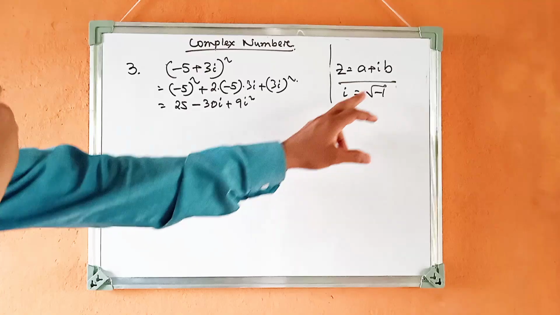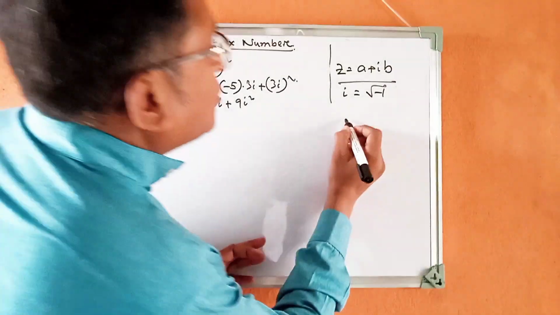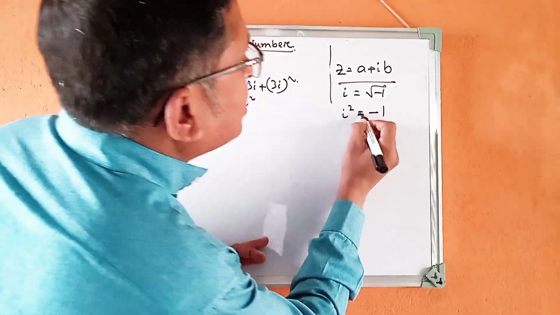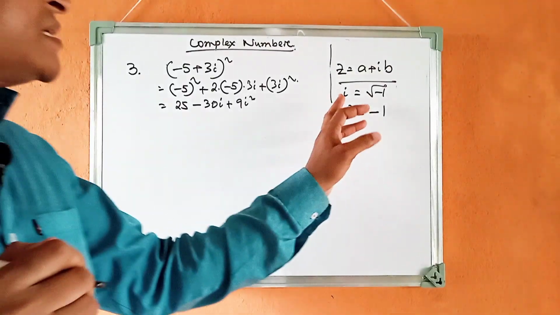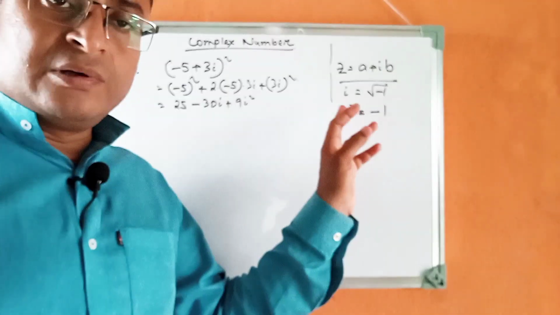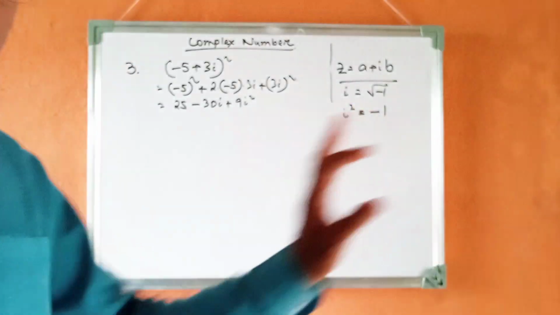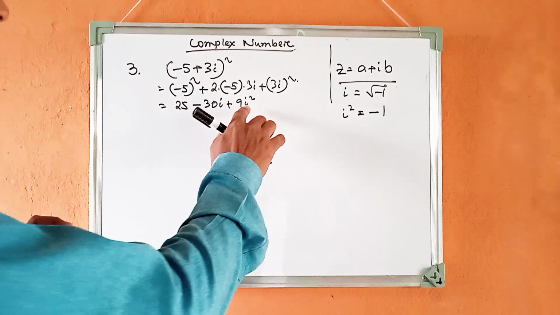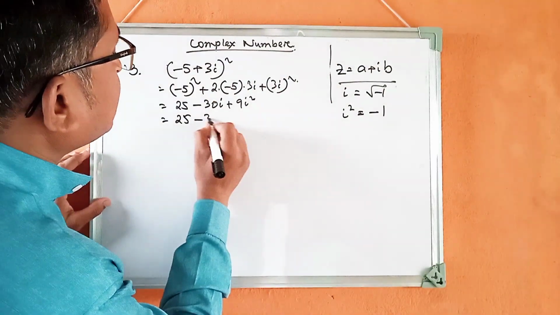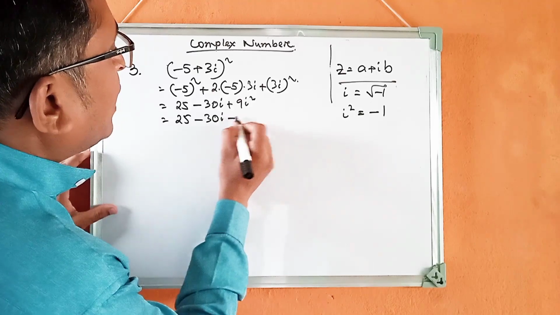Now see, i equal to root over minus 1. So i square equal to root over minus 1 whole square, that is minus 1, only minus 1. Okay, I repeat, i equal to root over minus 1, so i square equal to minus 1, squaring both sides. Now put the value of i square, that is minus 1. Just put it: 25 minus 30i minus 9.